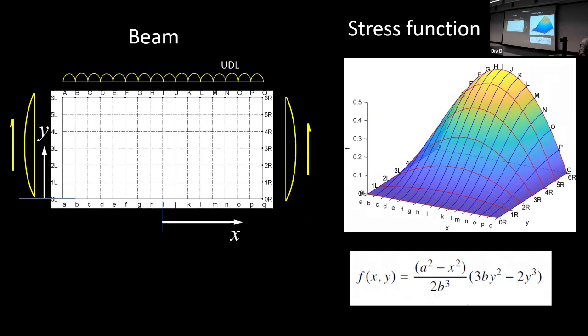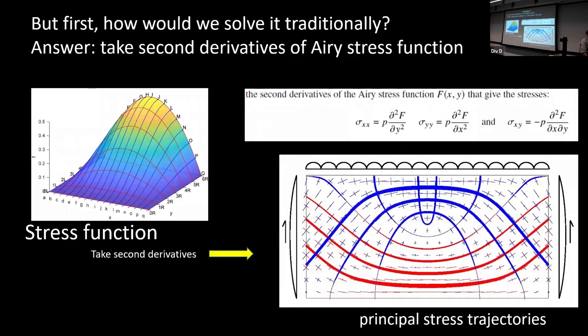Now, what would I normally do with a stress function? You take the second derivatives and you plot the stress field. So this is what you normally do with a stress function. Take the second derivatives, there's the formula at the top of the Airy stress function. You've now got the stress fields, and now you can chase these like streamlines, and you can plot the principal stress trajectories.